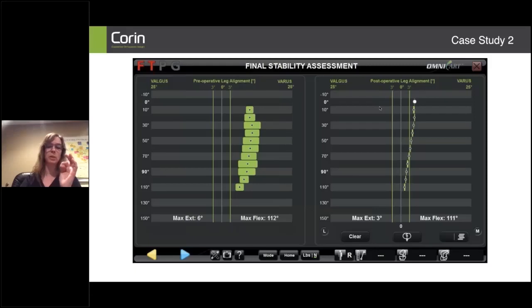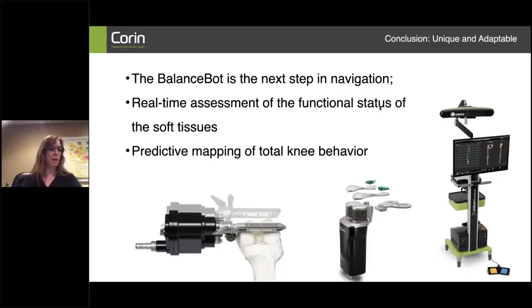And this particular case didn't really take any significant additional time compared to case number one, with just the exception of a little attention to the distal medial soft tissues at the end. So the theme of this is that this is the natural evolution of the process that we have been going through for years with knee replacement. It's the next step in navigation.